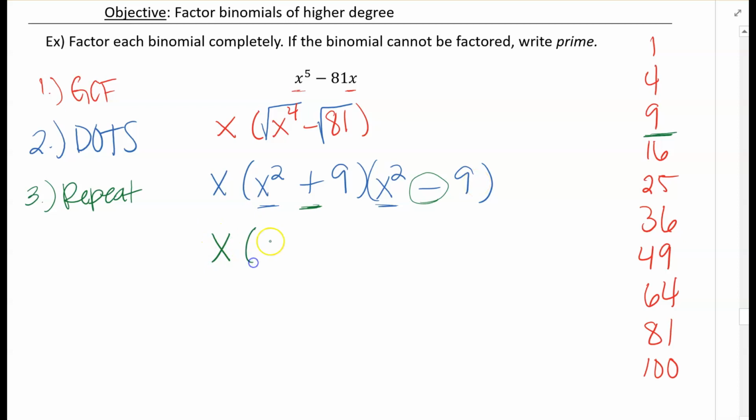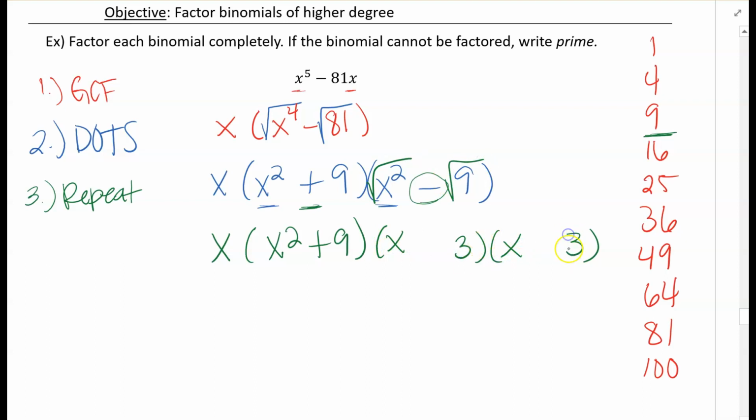So we have x squared plus 9, and then my x squared minus 9, I am going to have to factor that out into 2 binomials. So square root of x squared is going to give you x, and square root of 9 is going to be 3, and then we're going to have a plus and a minus in between.